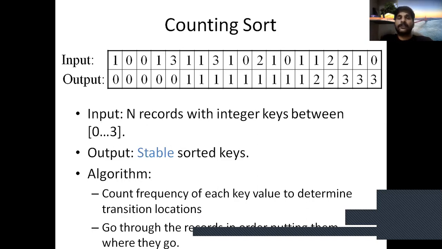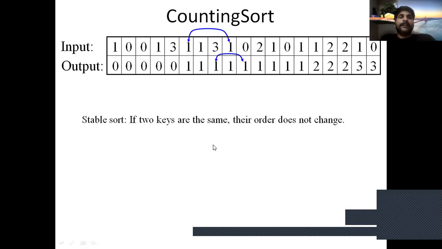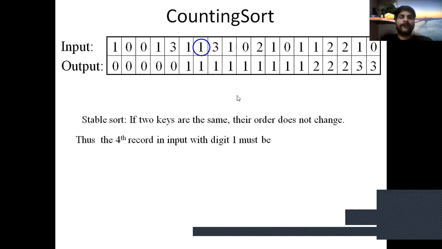After applying this algorithm, we find the output in this way: 0 0 0 0 0 1 1 1 1 1 1 1 1 2 2 3 3. Counting sort is a stable sort because if two keys are the same, their order does not change. Suppose 1 comma 1, the order of the first one and the second one is preserved. The fourth record in the input with digit 1 must be the fourth record in the output with digit 1.